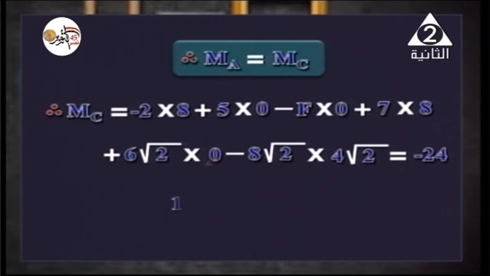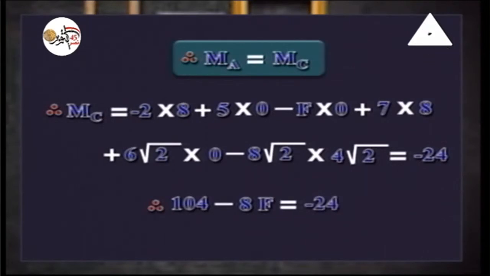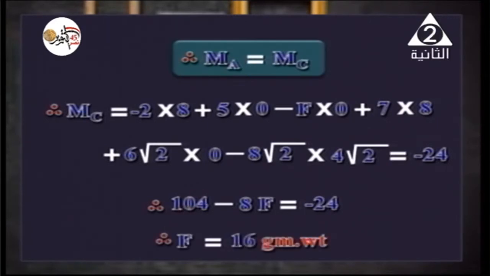My dear student, we know that moment about A equals moment about C. Why? Because the line of action of the force is parallel to AC, this is the rule. If the line of action of the force is parallel to AC, it means M_A, the moment about A, equals the moment about C. Therefore, on the left hand side, 104 minus 8F equals negative 24. The value of F equals 16 gram weight.